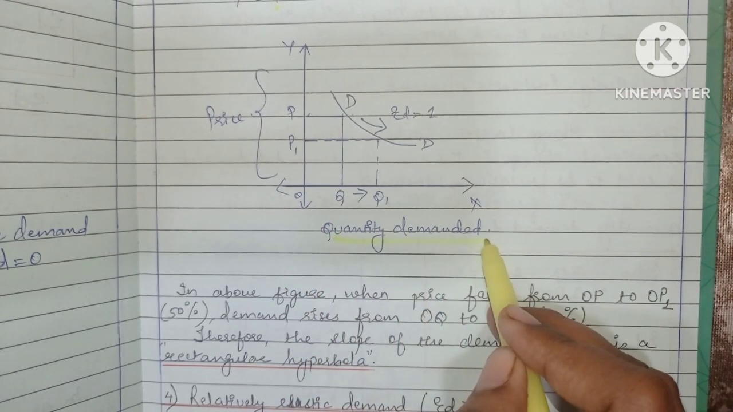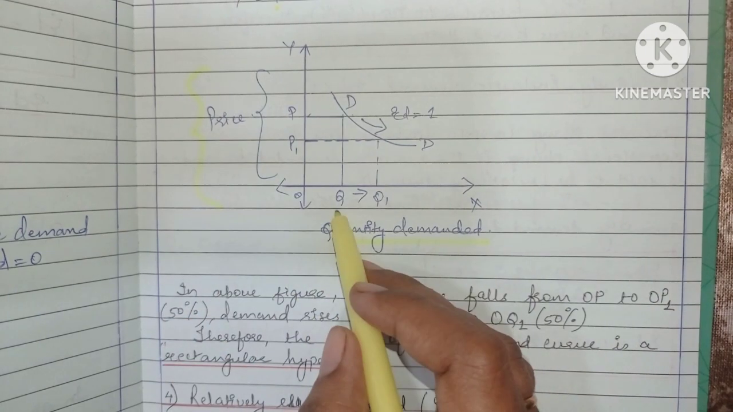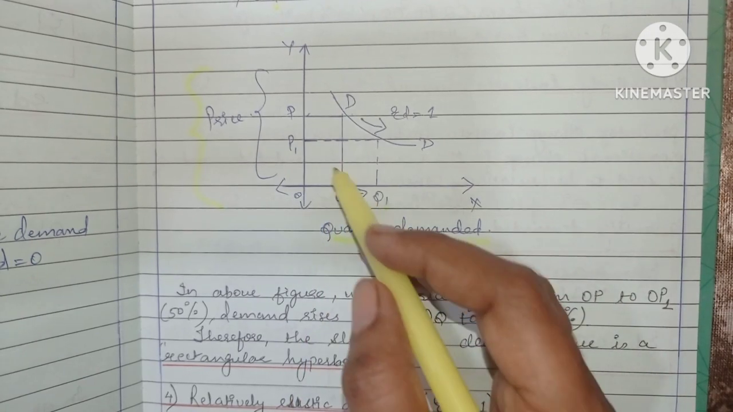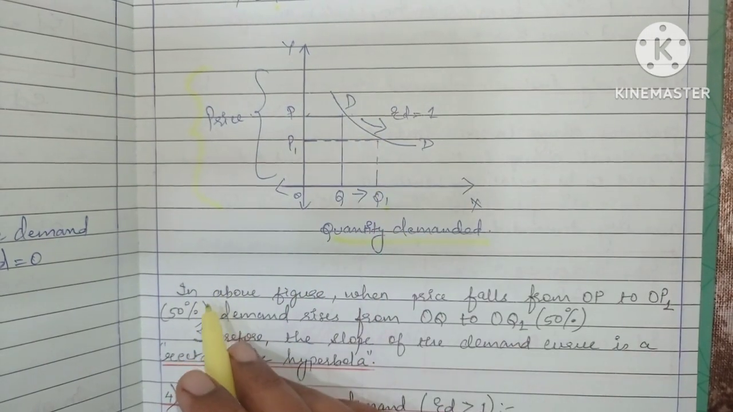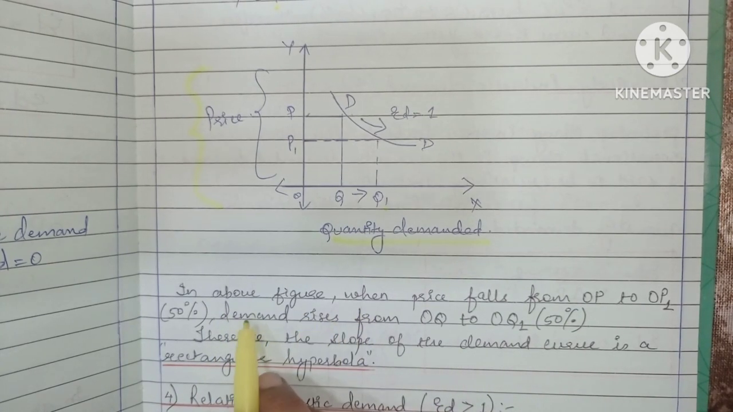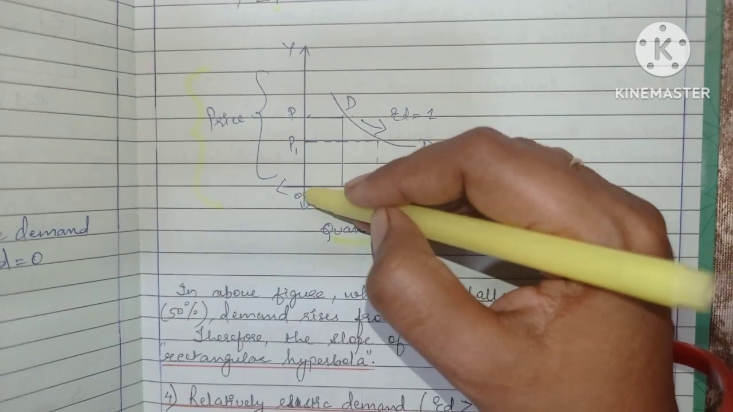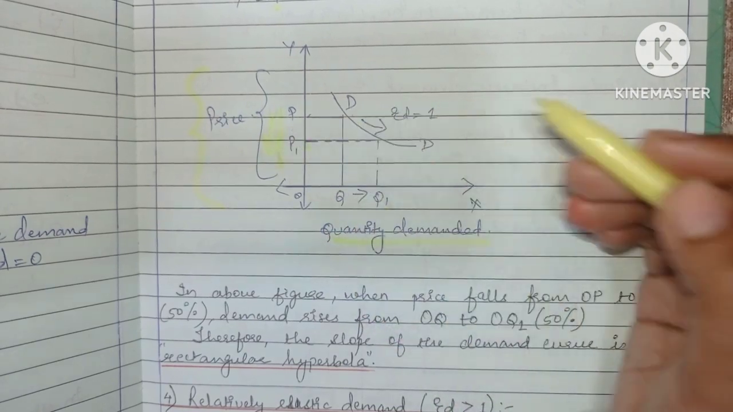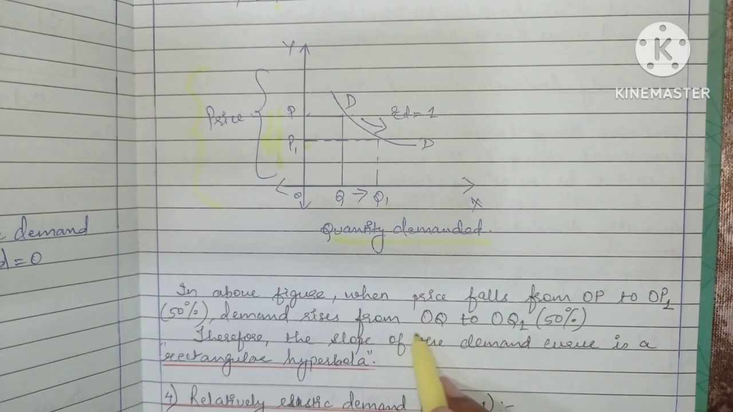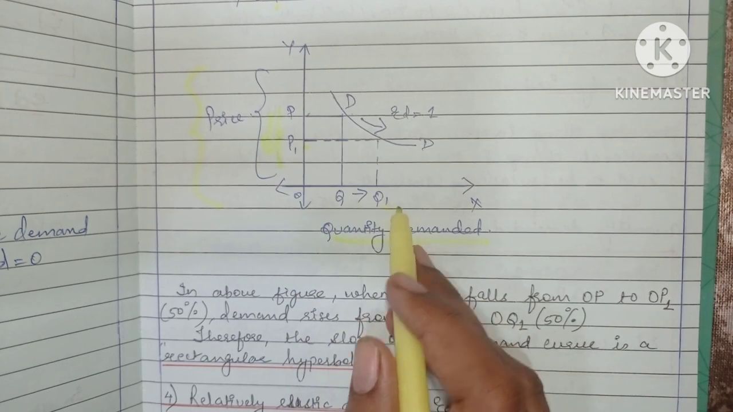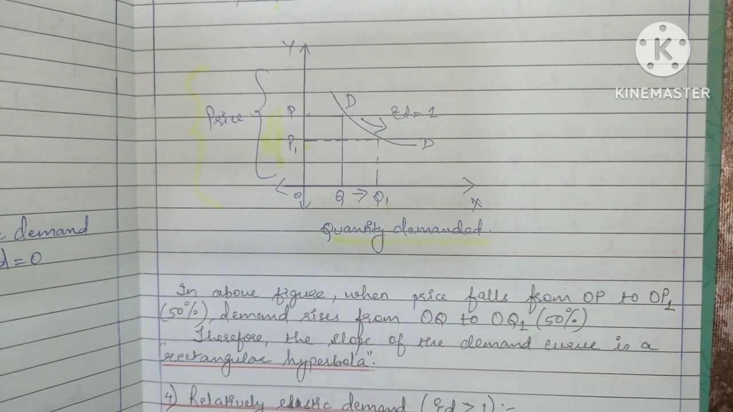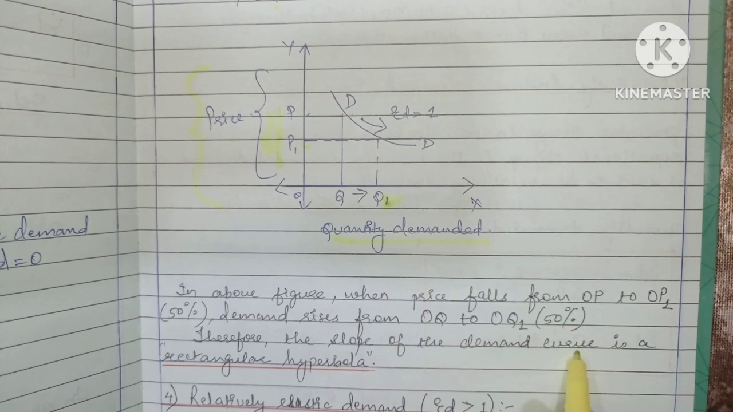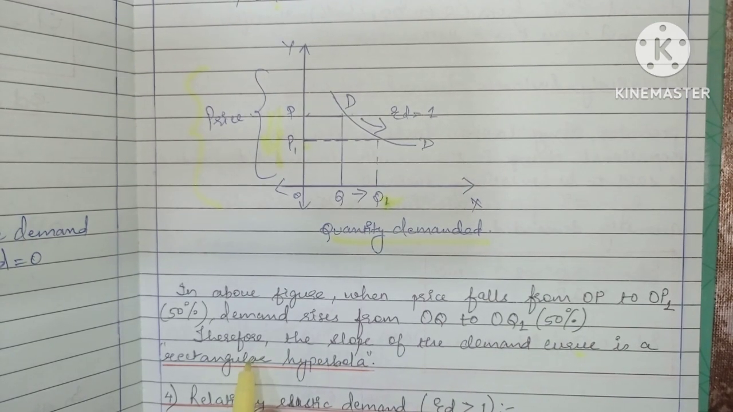On the x-axis you have the quantity demanded, on the y-axis you have the price. So Q and Q1 are given over here, and P and P1 are given over here. In the above figure, when the price falls from OP to OP1, first the price is high, then it falls down and comes to OP1, and demand rises by 50% from OQ to OQ2. Okay, so there is a 50% change in the demand if the price falls.